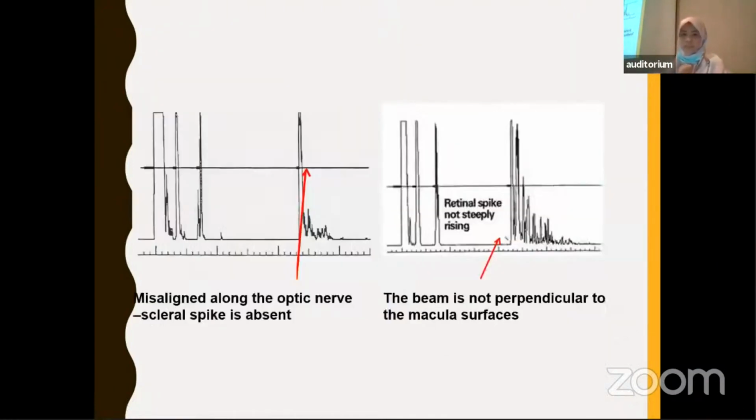Same goes with this picture. If we are off the visual axis, sometimes we don't have the scleral spike. The scleral spike is absent because usually the probe may be aligned along the optic nerve, and then the beam is not perpendicular. And in the second picture here, the beam is not perpendicular to the macular surface. Sometimes we can see the retina not steeply rising. There will be bumpy spikes below. Yeah. So as a practitioner, we need to be alert to all of this.